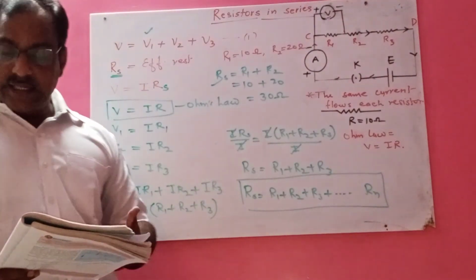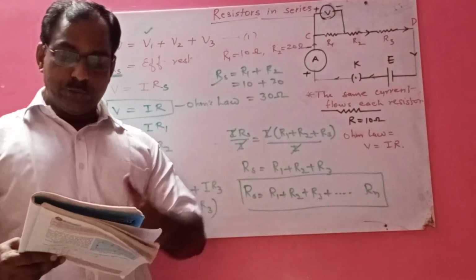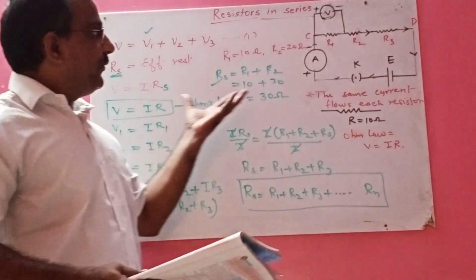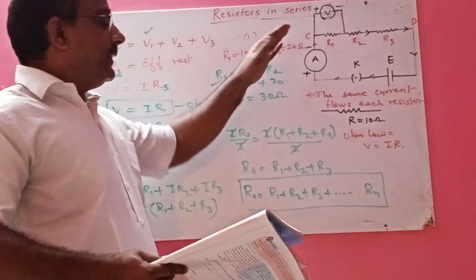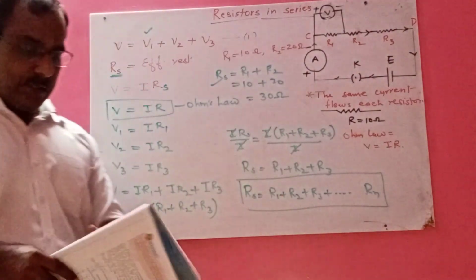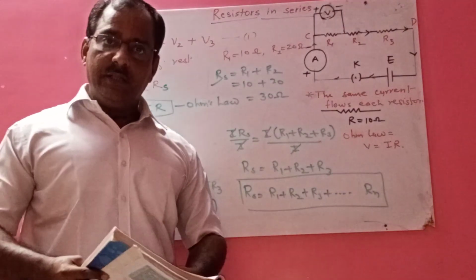Like that, a second example is given in your textbook. Go through that one. I hope all of you have understood a very important topic of the chapter, that is resistors in series. Now I will do the next part of the chapter, that is resistors in parallel.